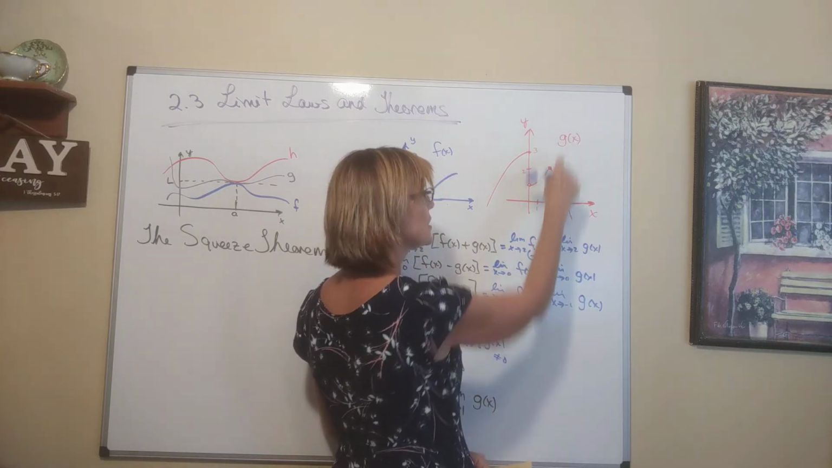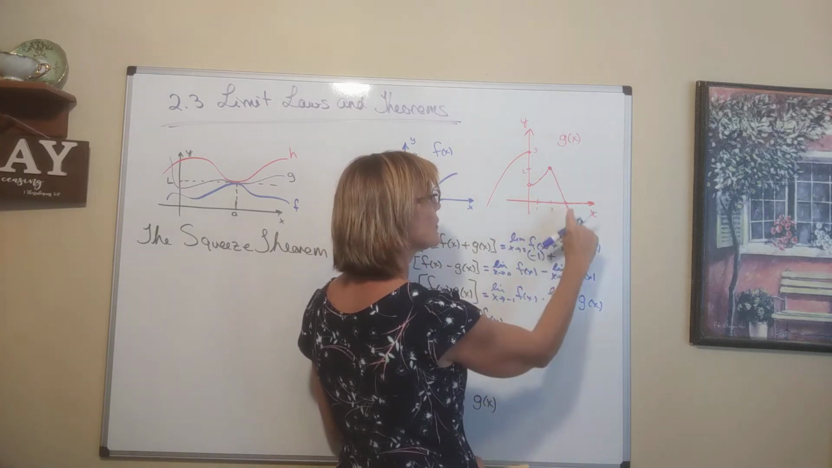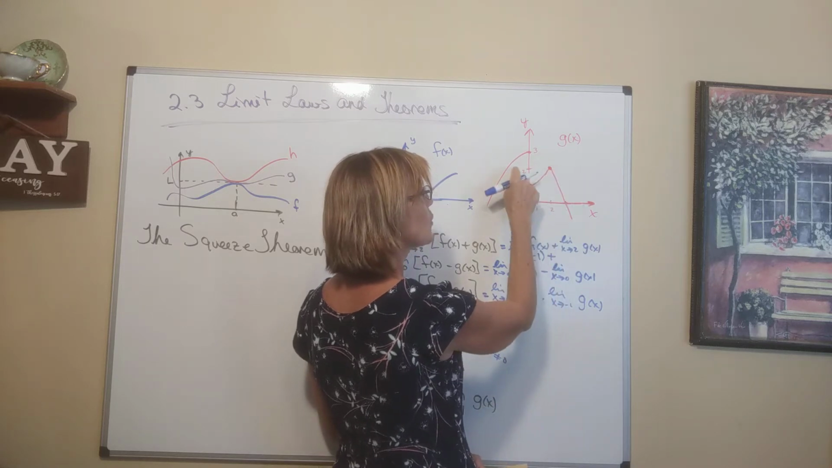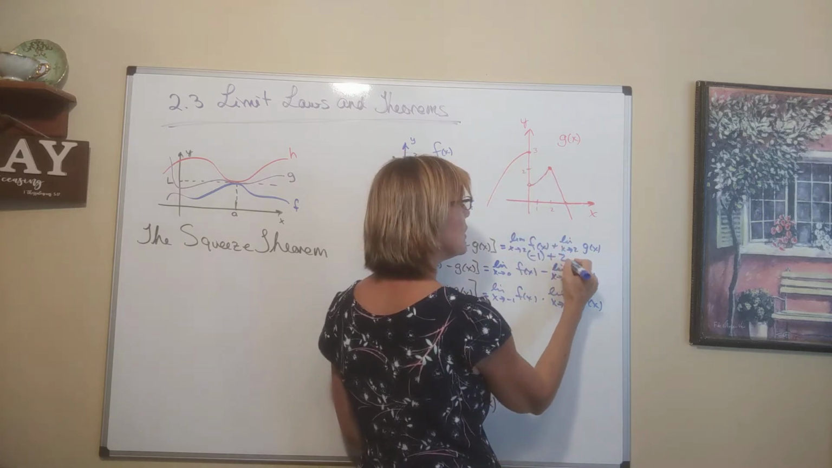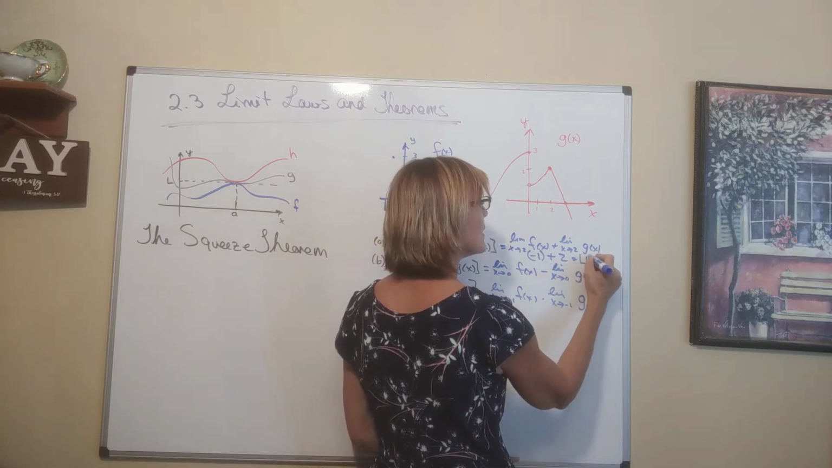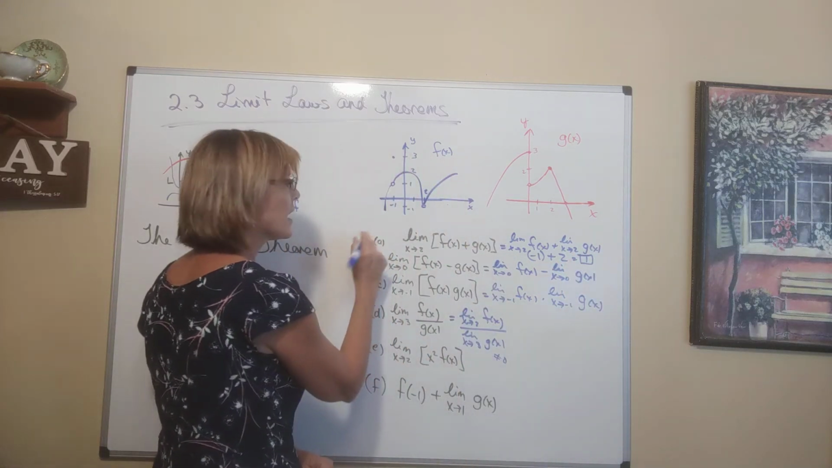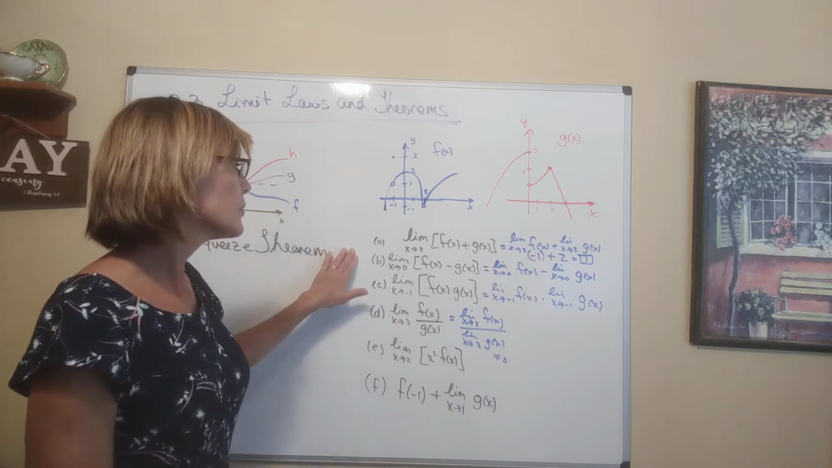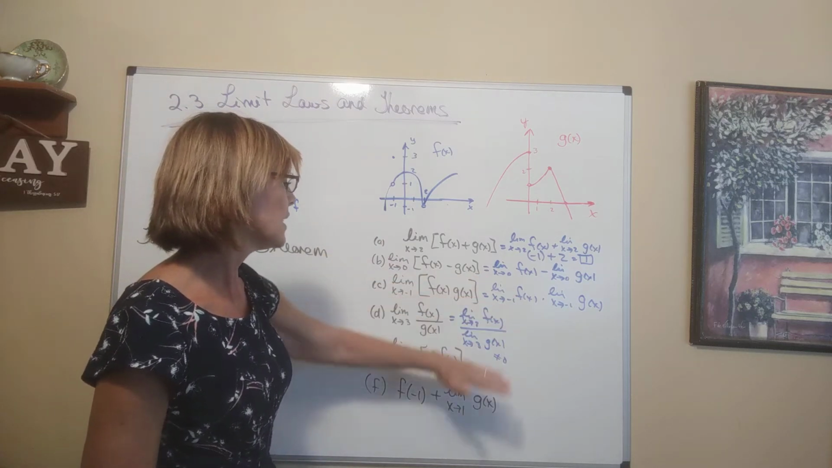So here's the graph for g of x. From the left and from the right, it looks like it's headed to the same point, and it looks like it's going to be 2. So negative 1 plus 2 is 1. That is the answer for part A right there. You're going to go through and do the same things for each of these.